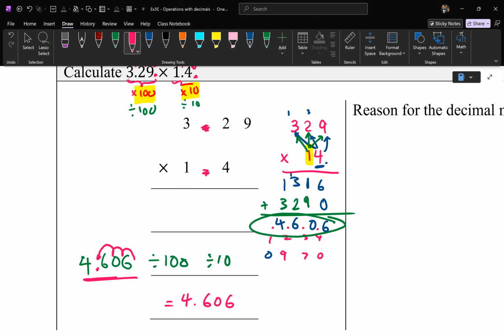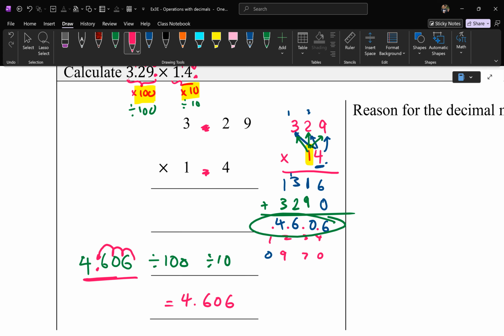4.606, which makes more sense because if you think about it, 3.29 times 1, how is it going to be 46? Doesn't make sense. Position 3 seems a bit too large. 3 times 1 is closer to 4. So, in fact, the answer should be closer to 4 point something. Get me? So there's a bit of logic there. Yeah? So, how did I do it? That's the reasoning. If you change the numbers, you have to change it back.